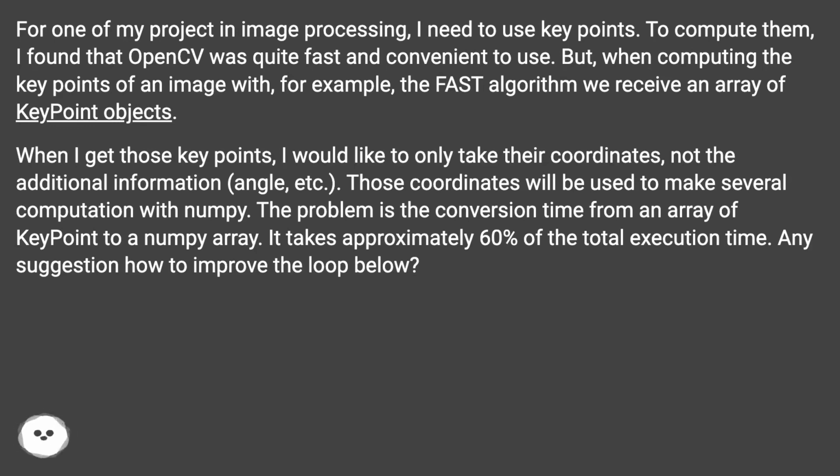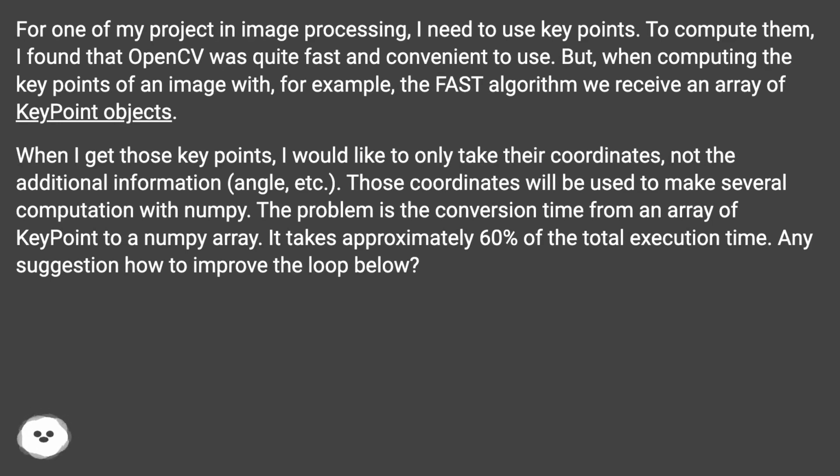But when computing the key points of an image with, for example, the FAST algorithm, we receive an array of key point objects. When I get those key points, I would like to only take their coordinates, not the additional information, angle, etc. Those coordinates will be used to make several computations with Numpy.